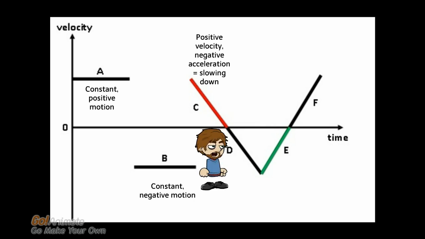Section D, like section C, has negative slope, so we know the acceleration is negative here. In which direction is the object moving? Well, the velocity values are negative, so that tells us the object is moving backwards. And, the values are getting farther away from zero. So, in section D, the object is moving backwards, with negative acceleration, and it is gaining speed.